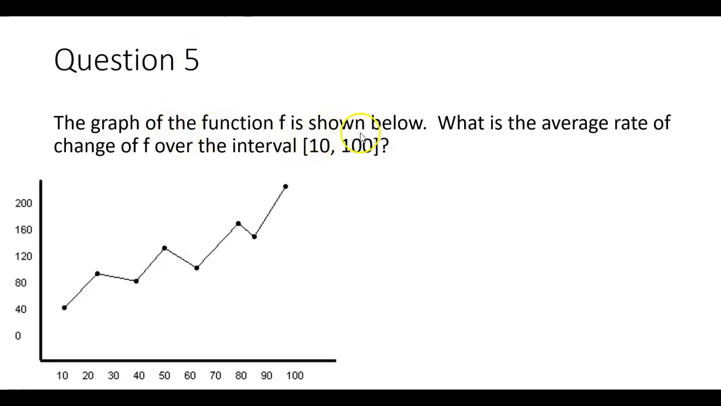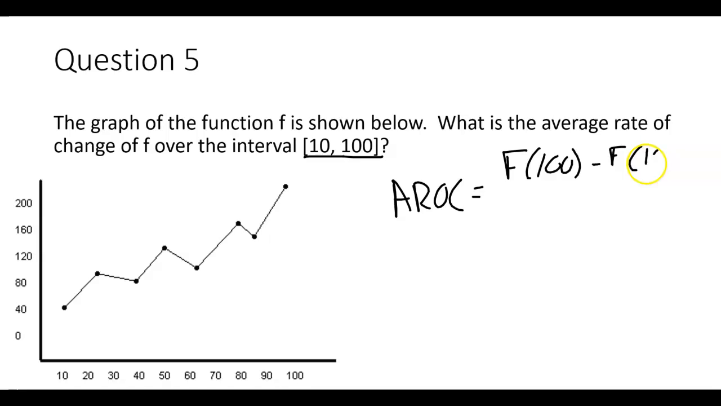The graph of the function f is shown below. What is the average rate of change for this one? It's another average rate of change formula. We want to go from 10 to 100. The only difference is we have to get our data from a graph now instead of a table. So I need to know what is f of 100. I need to know what is f of 10. And I need to subtract those and put it over 100 minus 10.